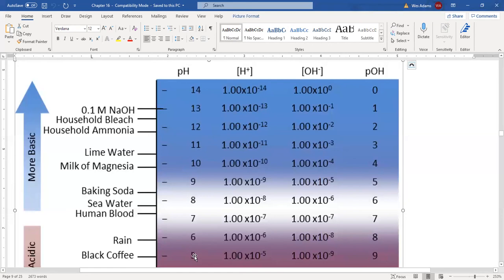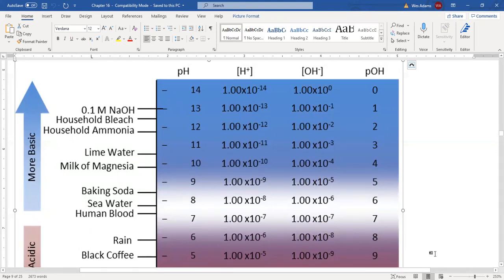So here are some common substances. 0.1 molar sodium hydroxide is about 13. Household bleach, about 12.5. Household ammonia, a little less than 12. Lime water, about 10.5. Milk of magnesia, a little under 10. Baking soda, about 8.5. Seawater, a little under 8. Human blood, 7.4. Rain is getting a little acidic, around 6, and that's normal rain, not acid rain, because it dissolved carbon dioxide from the atmosphere.